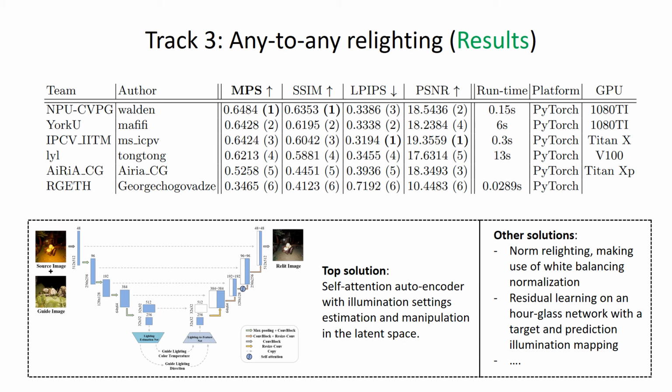There are other solutions, like norm relighting that made use of white balancing normalization, or residual learning on an hourglass network with a target and prediction illumination mapping. This meant that this method predicts the illumination settings out of its own relit image and then matches them to illumination settings predicted from the guide image, which was a very creative approach to include in their method. And other solutions are all detailed in the challenge report.